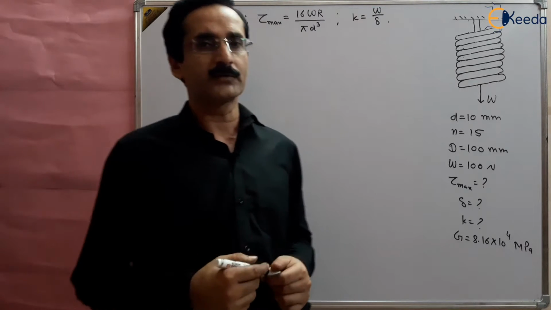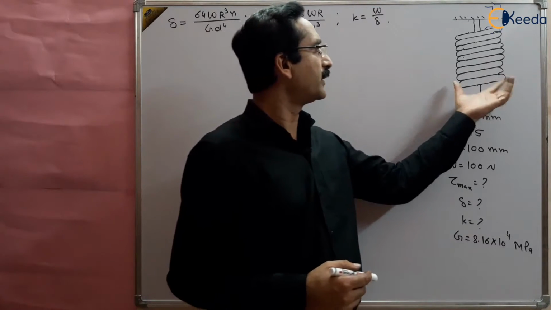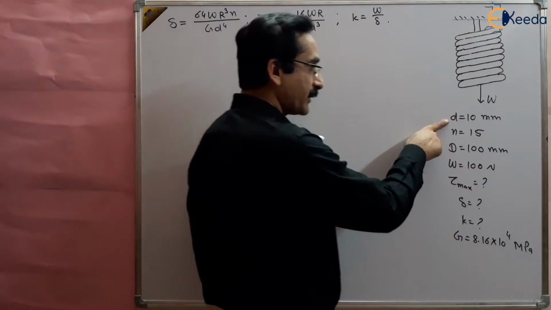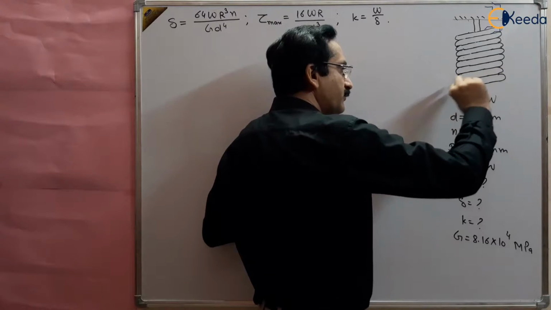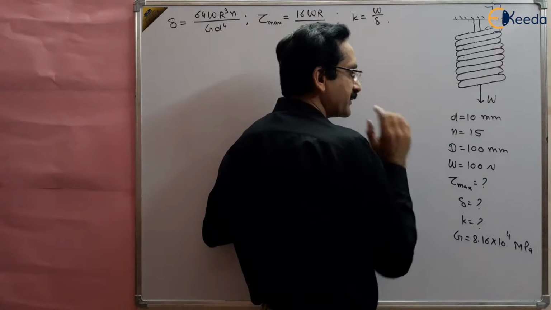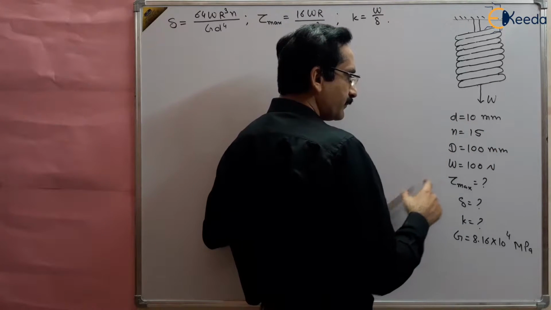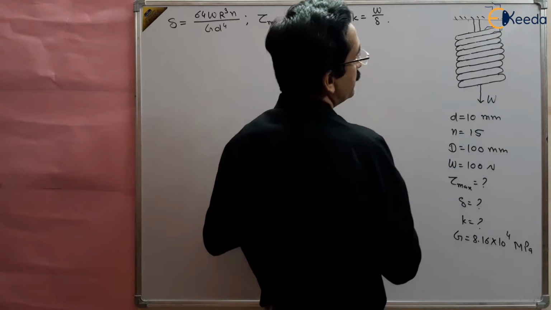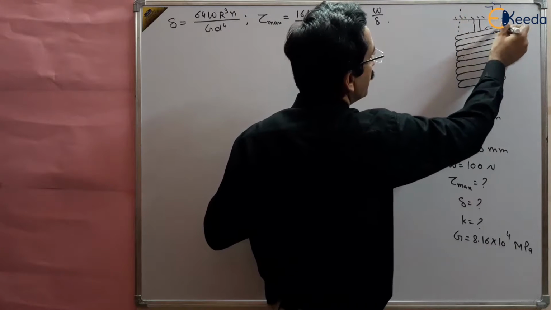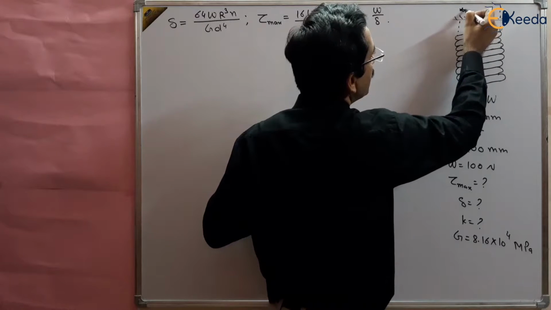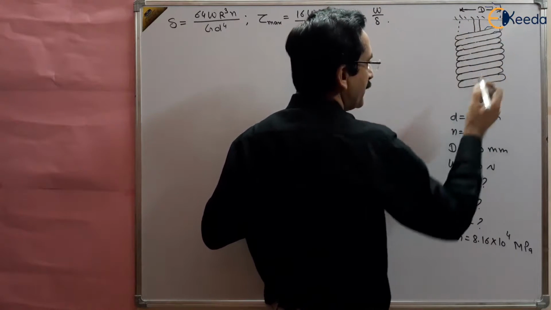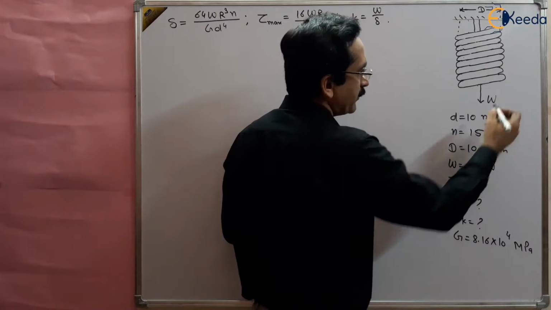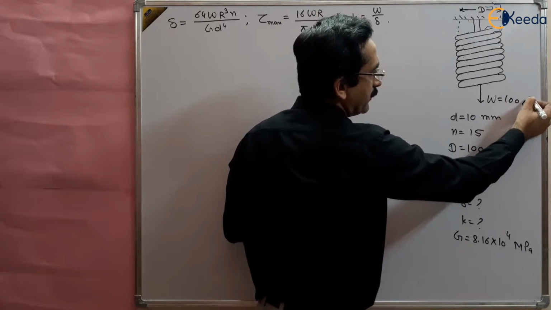In this question we are given a closed coil helical spring and different values are given. The diameter of the wire from which this spring is made is 10 mm. The number of coils is 15. The mean diameter, measured from here to here, is D, and the mean diameter given is 100 mm. The force applied on the spring is 100 Newton.